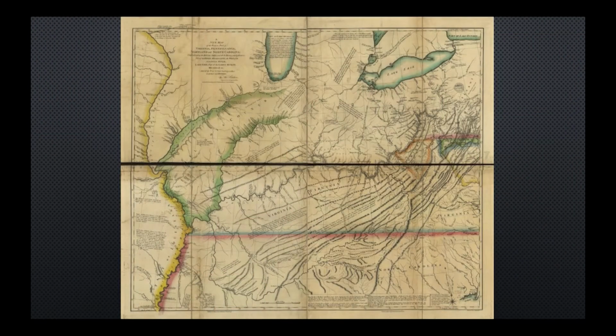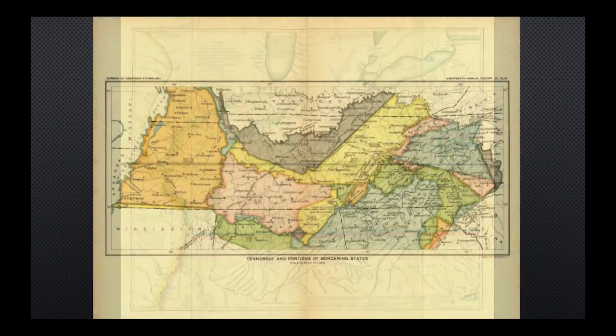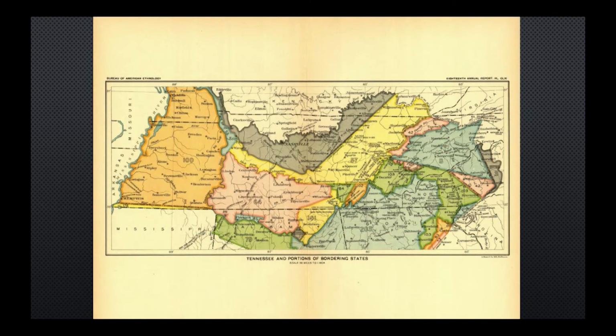Now, I have two maps. I'm going to divide you into four groups because I have two copies of each map. And so each group is going to get a copy of a map, and you're going to put it together because it's in pieces.